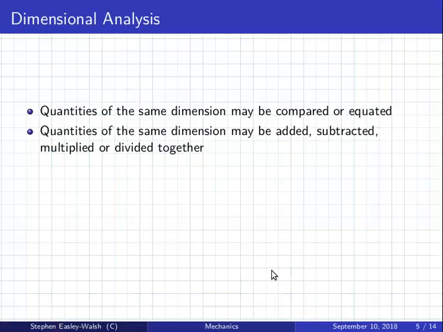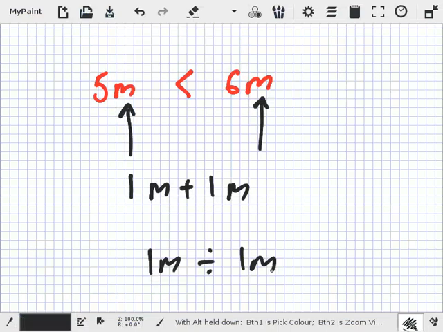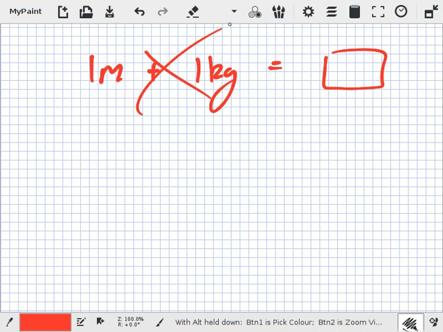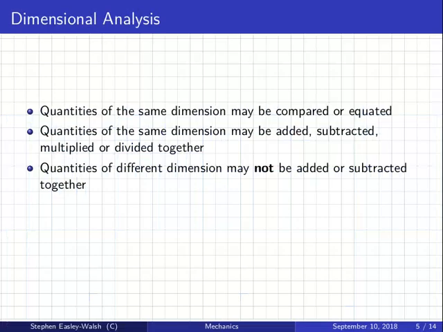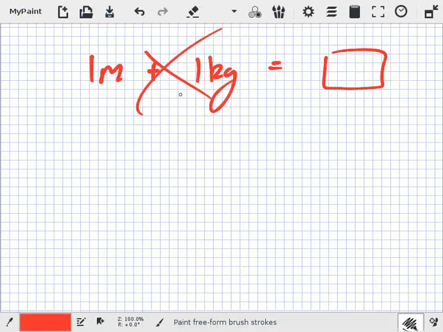But of different dimensions, you cannot add or subtract. And again, you probably know this. I mean, you cannot say 1 meter plus 1 kilogram equals what? You just can't. You're not even allowed to do that. I think you all know this. But quantities of different dimension, you can actually multiply them or divide them. So in fact, you can say 1 meter multiplied by 1 kilogram. You're allowed to do that.